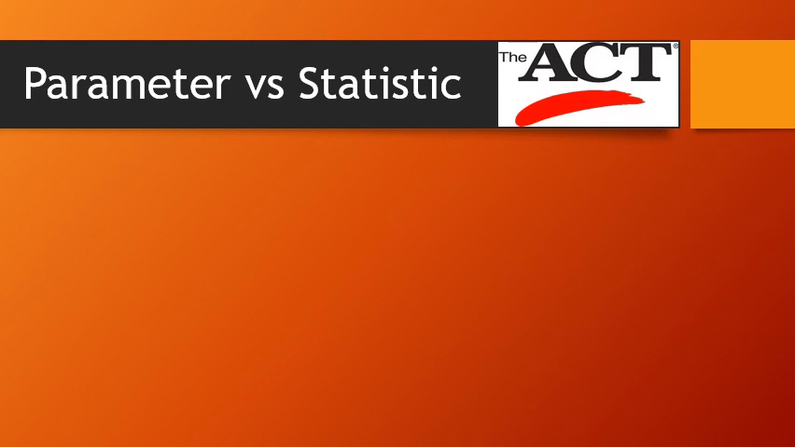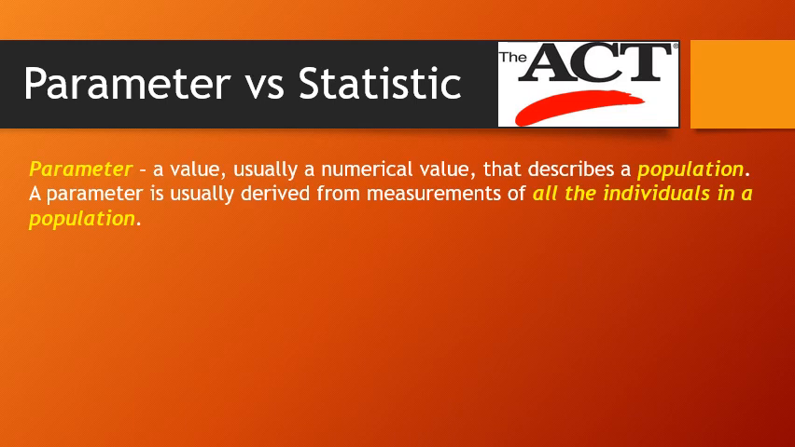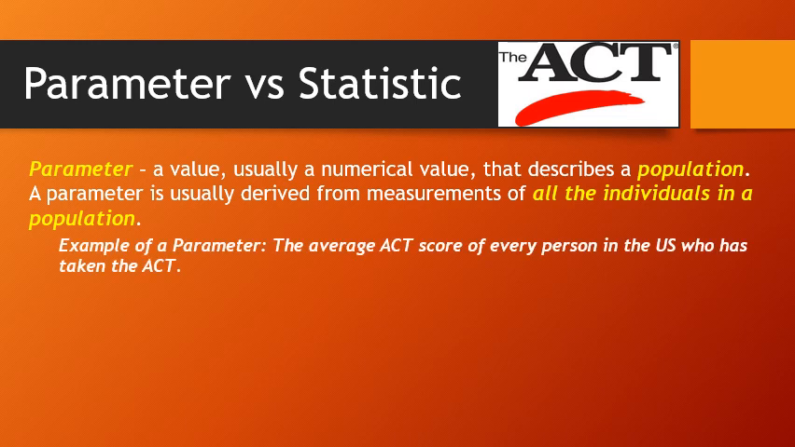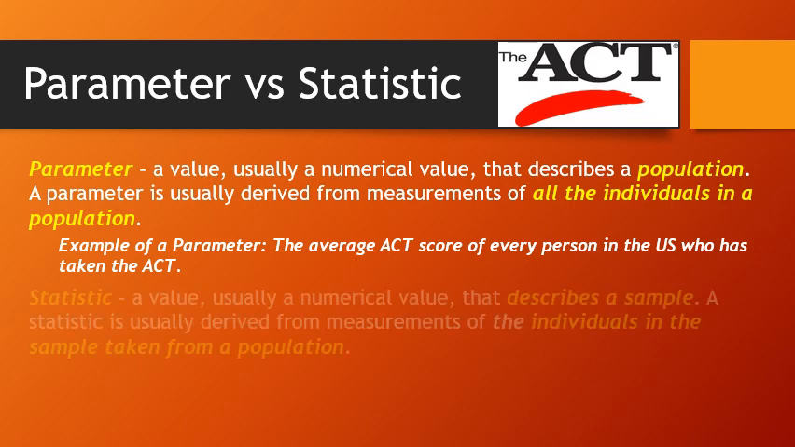Let's look at a parameter versus a statistic. A parameter is a value, usually a numerical value, that describes the population. Parameter is usually derived from measurements of all the individuals in a population. An example of a parameter would be the average ACT score of every person in the U.S. who has taken the ACT.